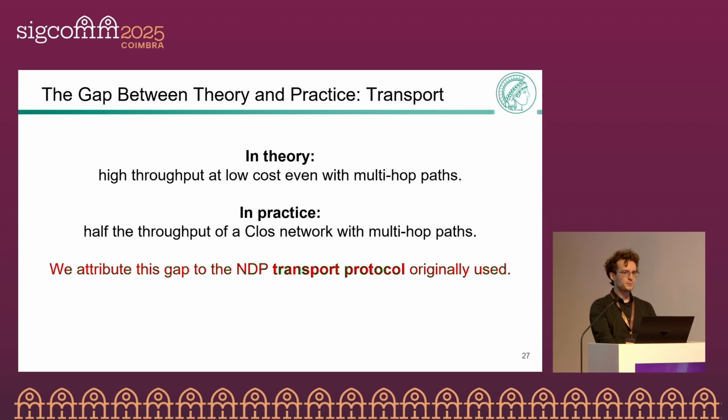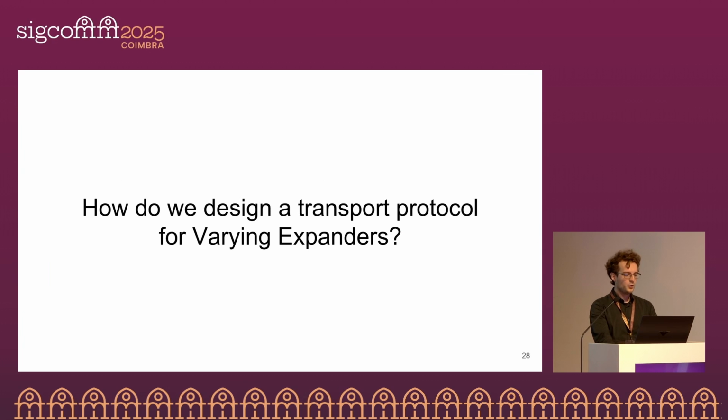The NDP transfer protocol, which was coupled with the Opera evaluation, was actually designed and intended for Clos networks, so it is unsuitable here. This leads us to our main question: how should we design a transfer protocol for varying expanders? It's quite difficult to handle traffic in a dynamic network in practice, so what can we learn from existing transport solutions, and why are those solutions still not sufficient?